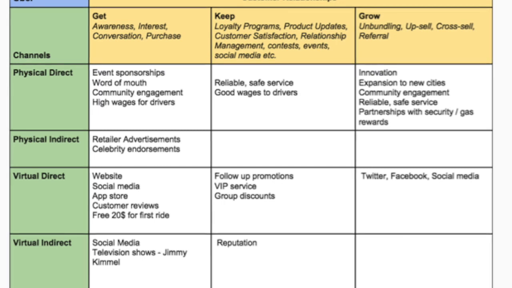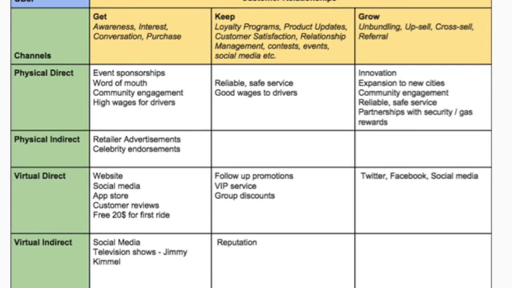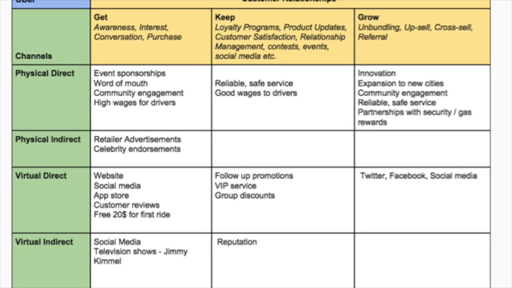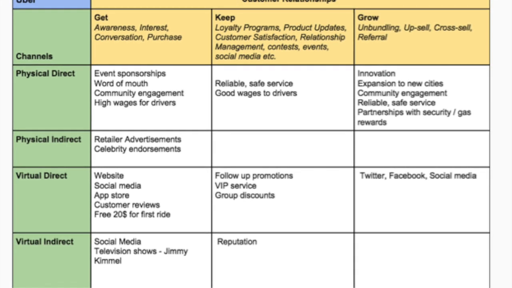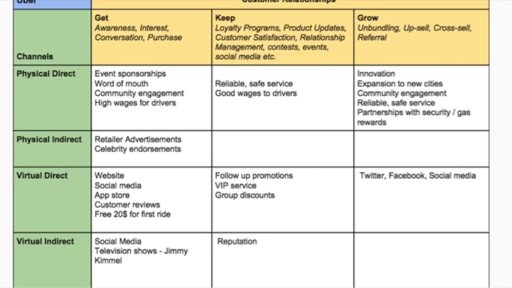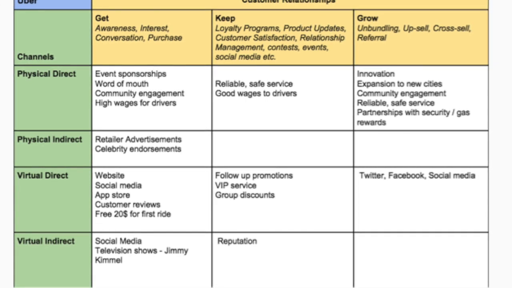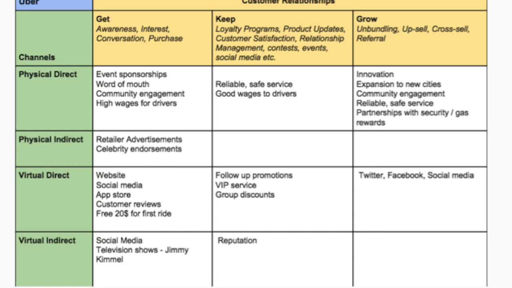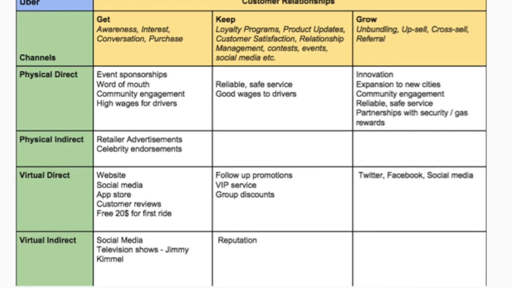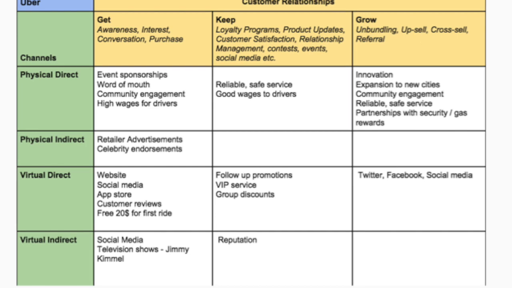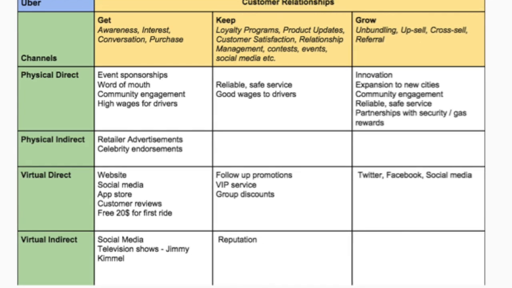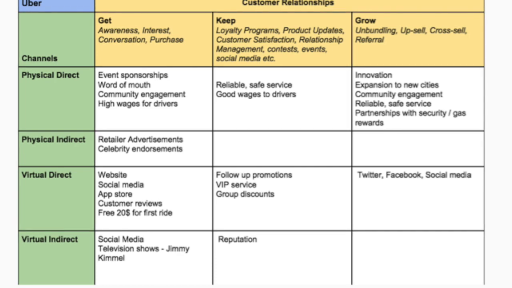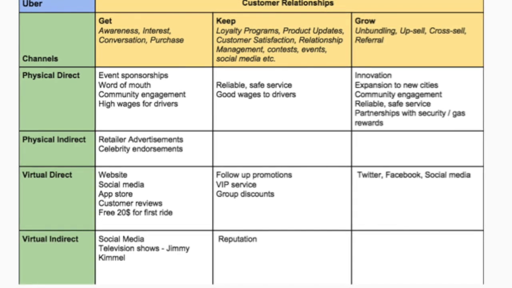For virtual direct, we have the avenues that are their website, social media, their app store, obviously, customer reviews and an incentive, which is the free $20 for the first ride with Uber. So using other virtual methods that are more indirect, they use social media, obviously, such as Facebook and Instagram, as well as television shows who aren't necessarily partners of Uber, but use Uber as a vehicle for entertainment, such as Jimmy Kimmel.